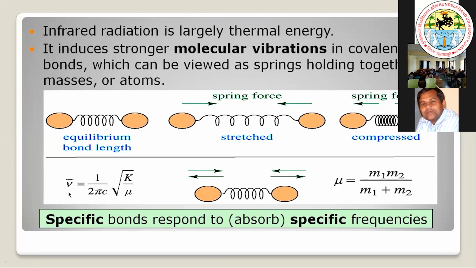So the formula is mu bar is equal to 1 upon 2 pi c under root k by mu. Here c is the velocity of light, mu bar is the frequency of vibration or wave number, capital K is the force constant, which is dependent upon the nature of bond, whether it's a single bond, double bond, or triple bond. And mu is called reduced mass. The value of mu is calculated as m1 m2 upon m1 plus m2, where m1 is the mass of the first atom and m2 is the mass of the second atom, and these two atoms are bonded with a particular bond.